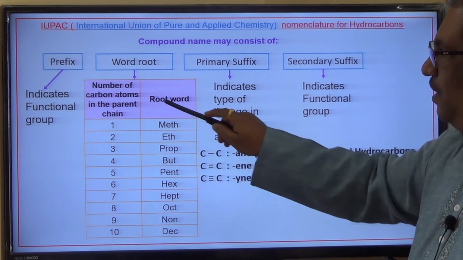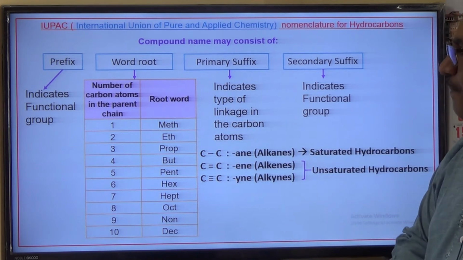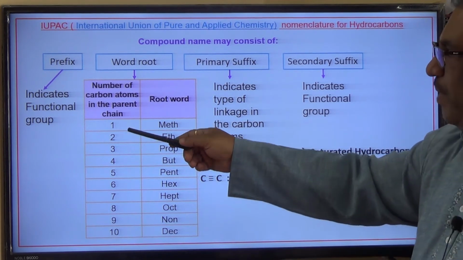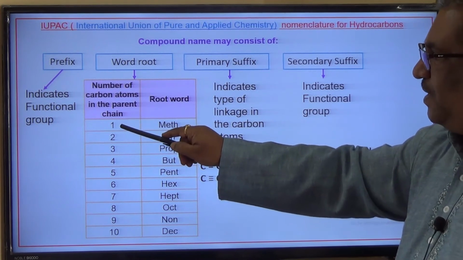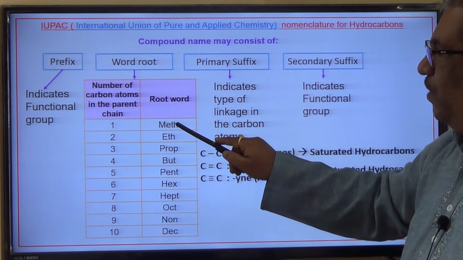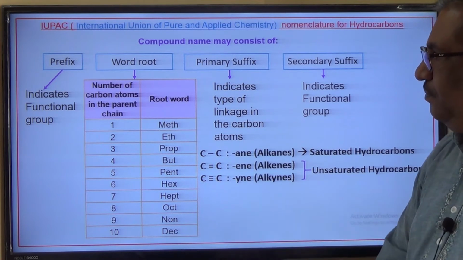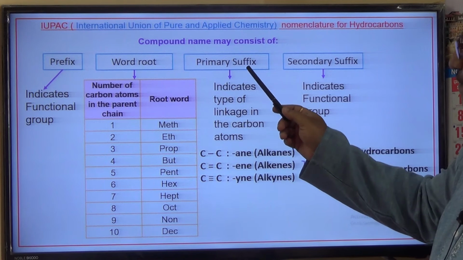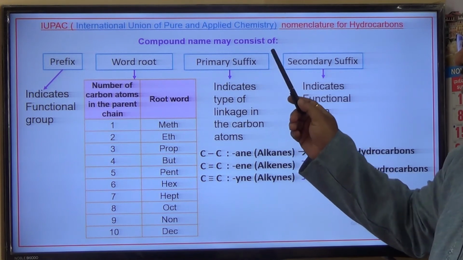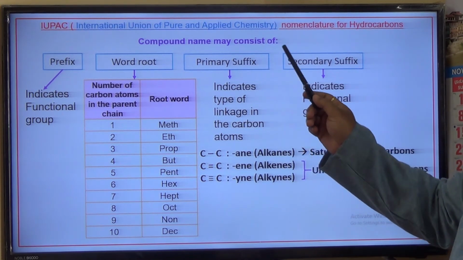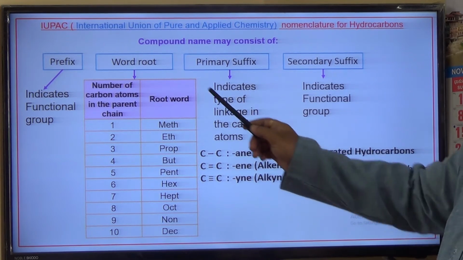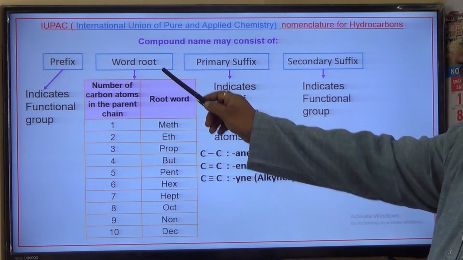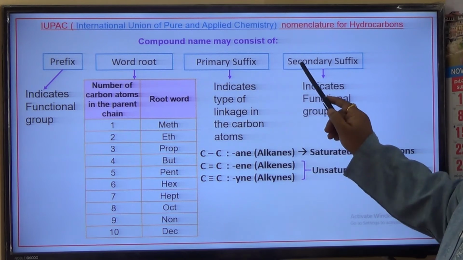I hope you are able to understand this very clearly. That is, based on the number of carbon atoms present in a parent chain, the root word names have been decided. I hope this is clear. Next, what is the suffix? As I said, suffix refers to the phrase that is placed after the root word. Primary and secondary, there are two kinds of suffixes.